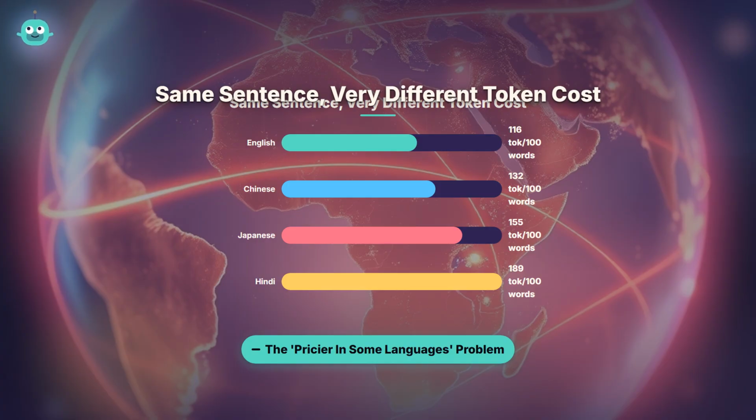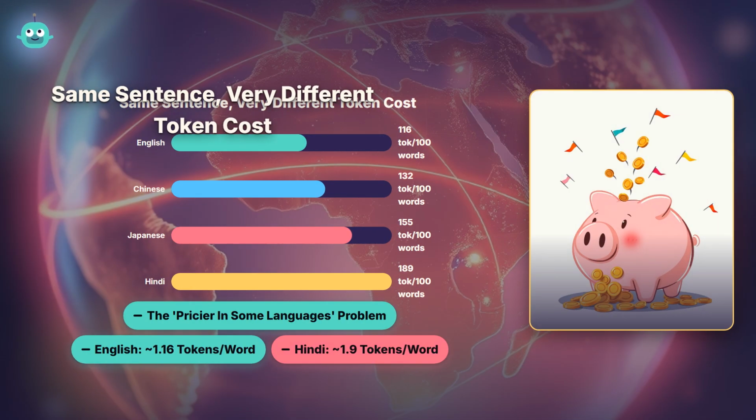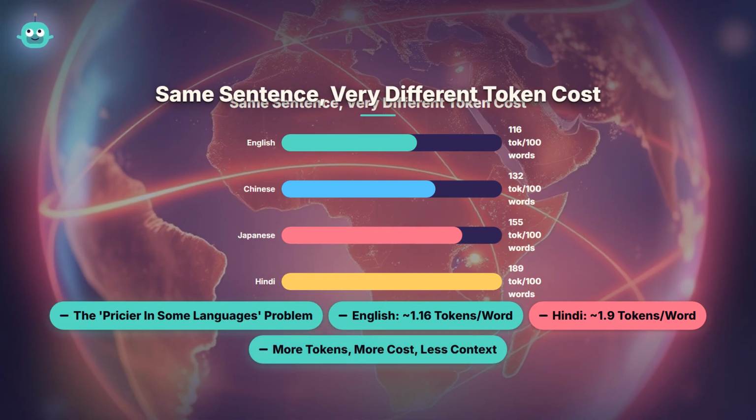Vocabularies get built mostly from English-heavy training data. English needs roughly 1.16 tokens per word on average. Hindi needs almost double that, closer to 1.9 tokens per word. Same sentence, same meaning. More tokens burned, more money spent, less context window left.